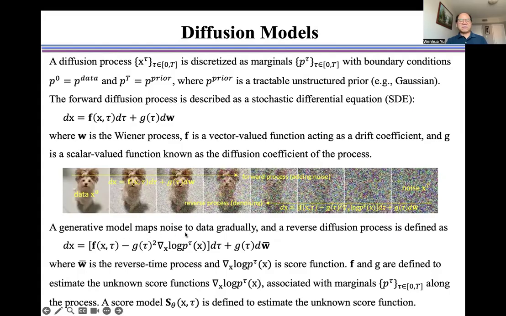A generative model maps noise to data gradually, and the reverse diffusion process is defined as here and shown here, from noise to data, where W bar is a reverse-time Wiener process and the gradient is the score function. f and g are defined to estimate the unknown score functions associated with the marginals P_tau along the process. A score model S_theta is defined to estimate the unknown score function.